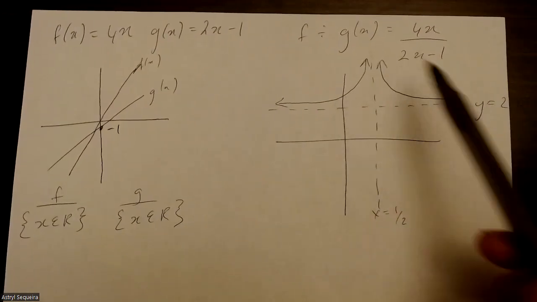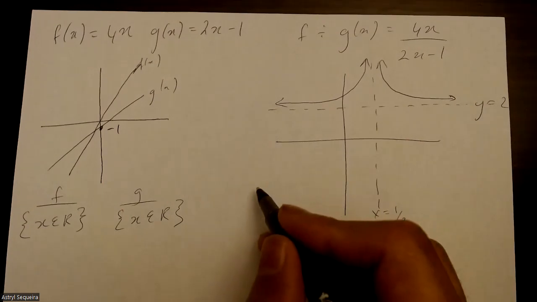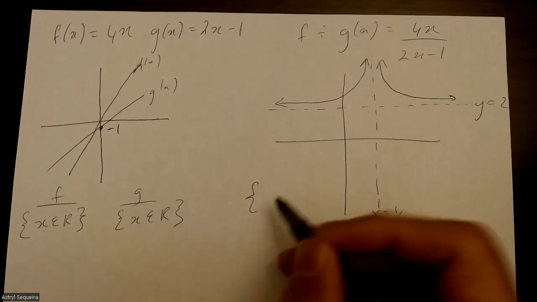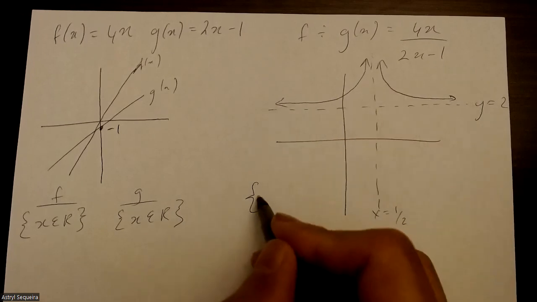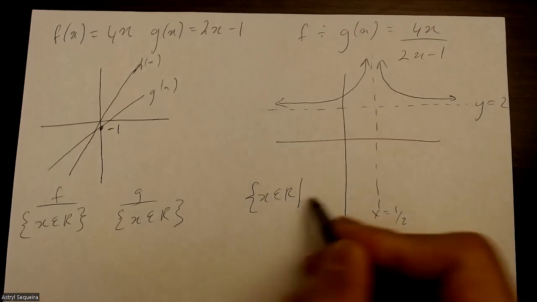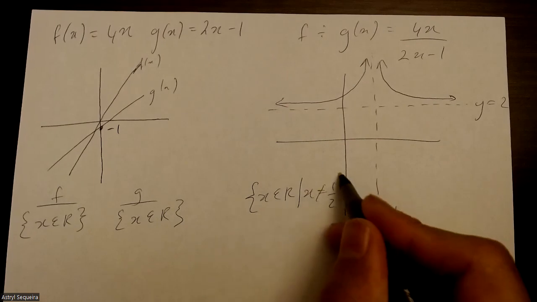Last thing I want to do is write my domain of this function over here. My domain of f divided by g, as you can tell, takes every real number except for positive 1 over 2.